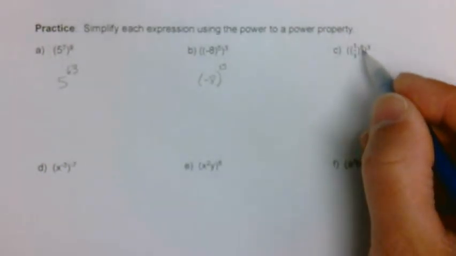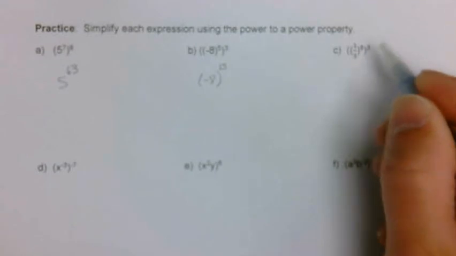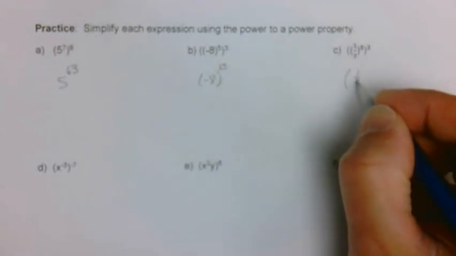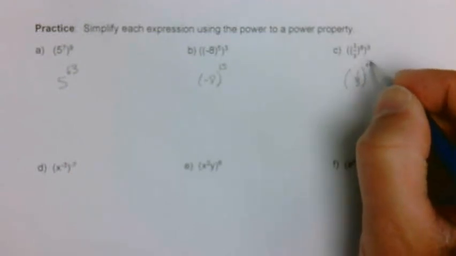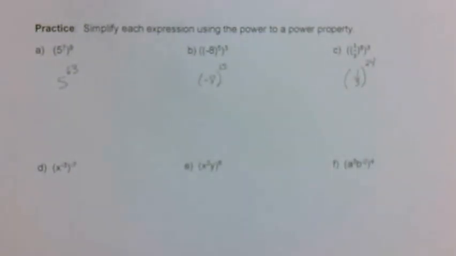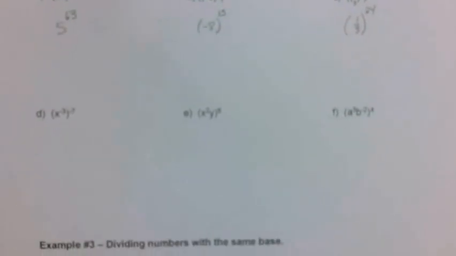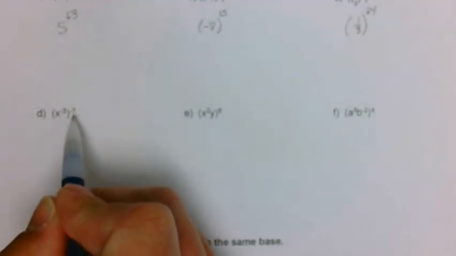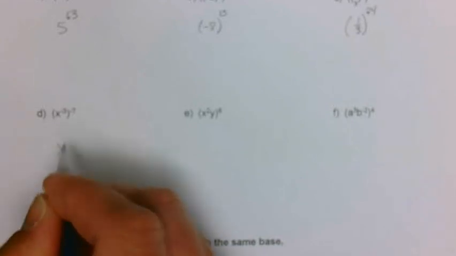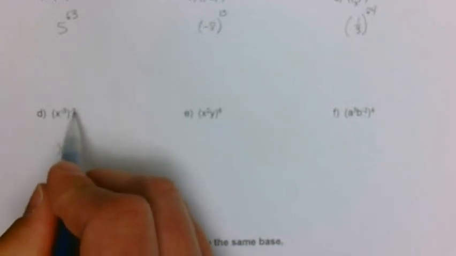1/3 raised to the 8th power, then raised to the 3rd power. Keep the base of 1/3 and multiply the exponents. So we're going to get 1/3 to the 24th power. Letter D, x to the negative 3rd power raised to the negative 7th power. Keep the base of x, multiply the exponents. Negative 3 times negative 7, we get x to the 21st power.